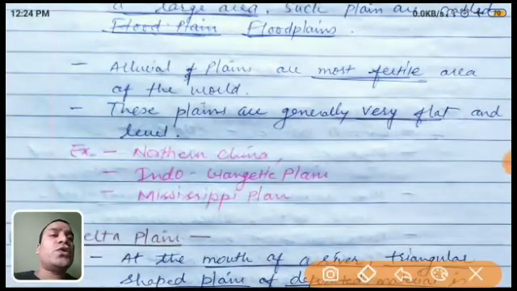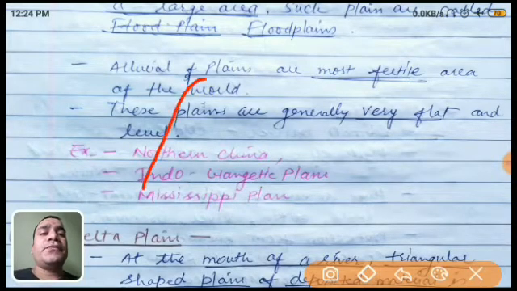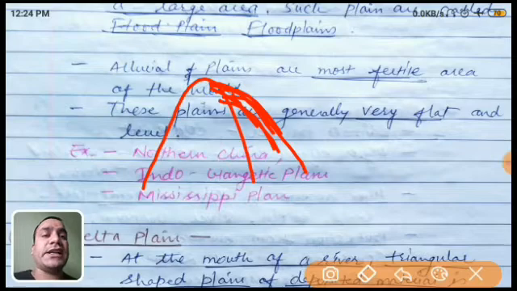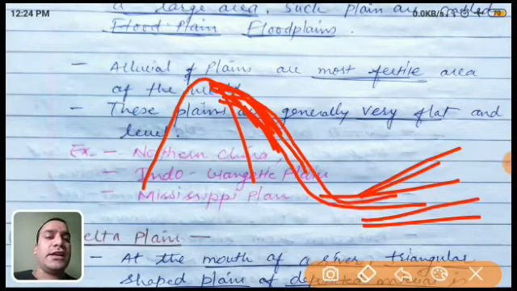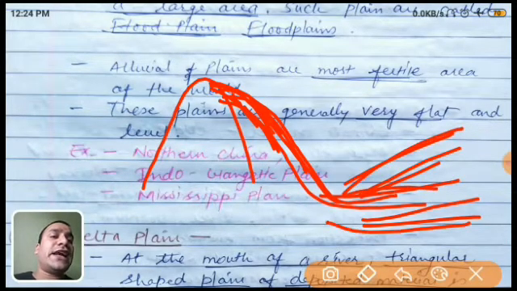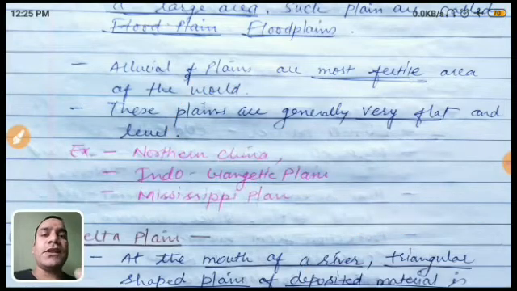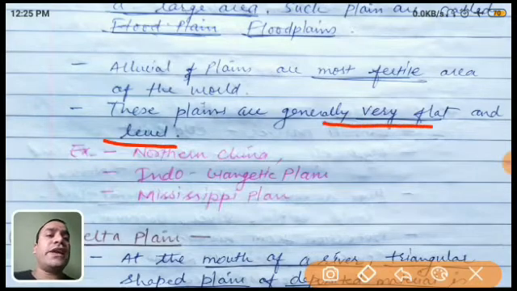Alluvial plains are the most fertile areas, as I already explained to you. Why are they the most fertile? Because when this new soil, this unused material, is collected in that lower part, its nutrients are not gone. That's why this flooded part or this collected alluvial soil is very fertile in nature, because it is not yet used. These plains are generally very flat and level.